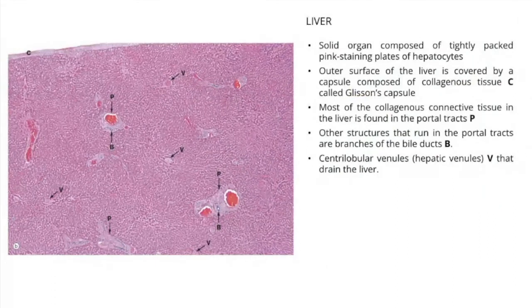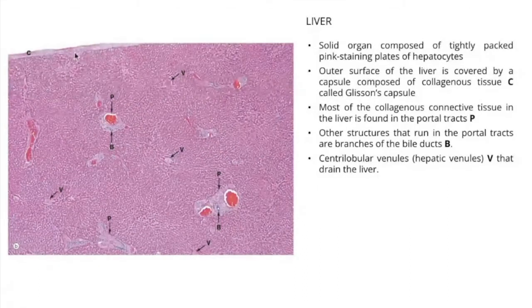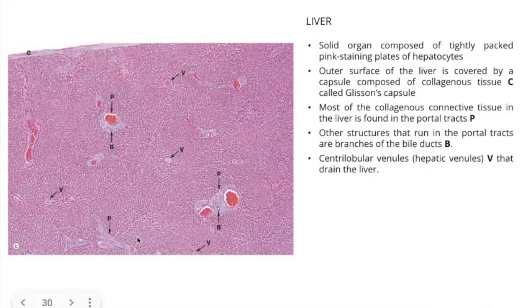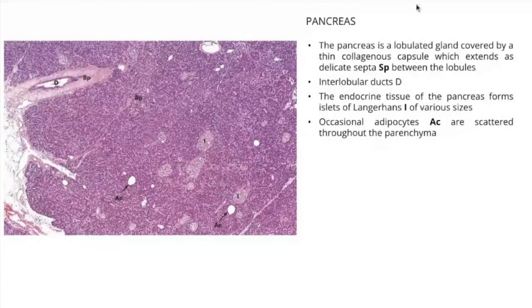So this is a micrograph of a solid organ, the liver, which is composed of tightly packed pink staining plates of hepatocytes. So the outer layer is in the form of collagenous tissue. We call it Glisson's capsule. And most of the collagenous connective tissue in liver is found in the portal tract. And it also has the bile duct and different types of hepatic venule that drain the liver, meaning remove the blood from the liver. And this is the pancreas.